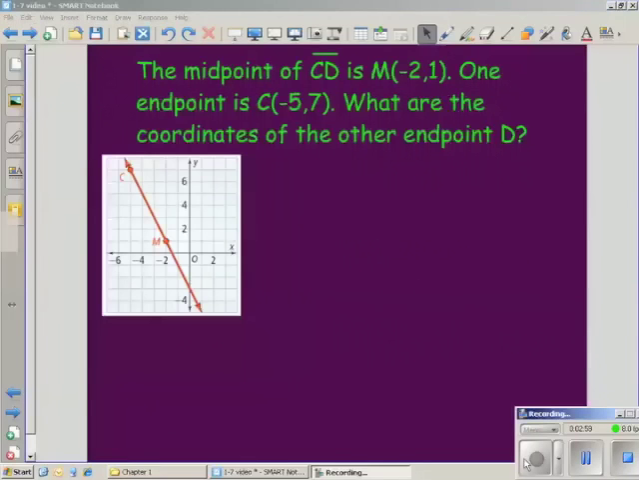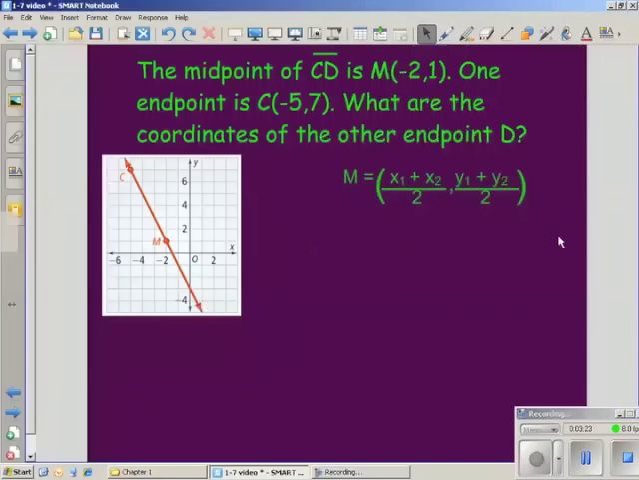Now we're trying to find an endpoint when the other endpoint and the midpoint are given. The midpoint of segment CD is point M at (-2, 1), and one endpoint C is (-5, 7). We're trying to find the coordinate of the other endpoint D.